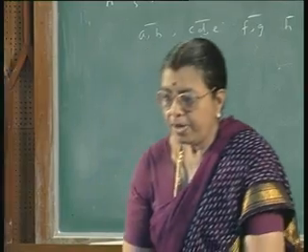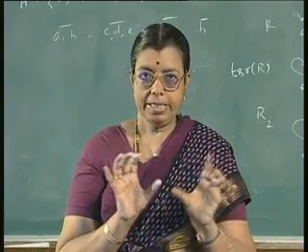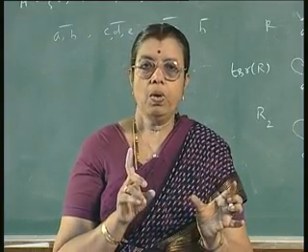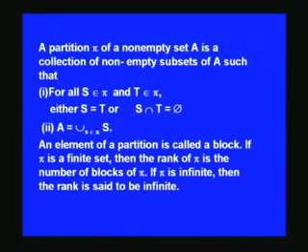So a partition pi of a non-empty set A is a collection of non-empty subsets of A such that for all S belonging to pi and T belonging to pi, either S is equal to T or S intersection T is equal to empty set, and A is equal to the union of S belonging to pi, S. That is, you are putting the elements of a set A into blocks, and separate blocks are disjoint, and one element will belong to one and only one block. An element of a partition is called a block.